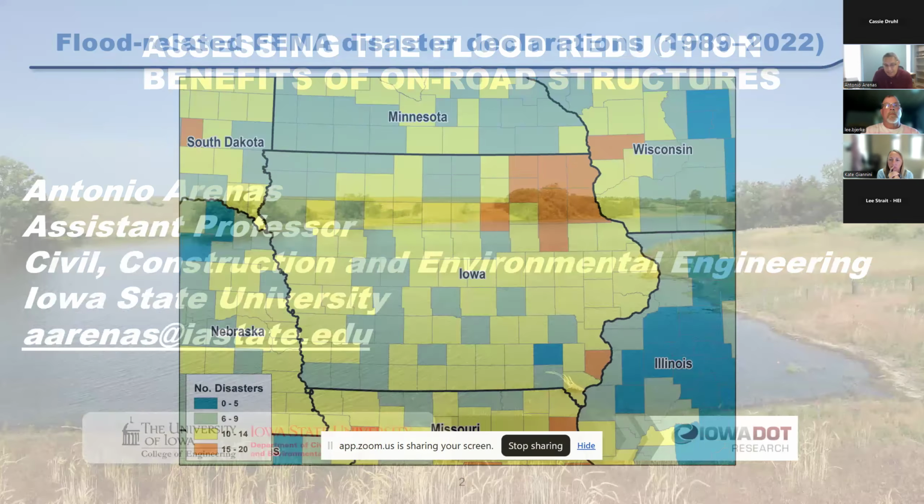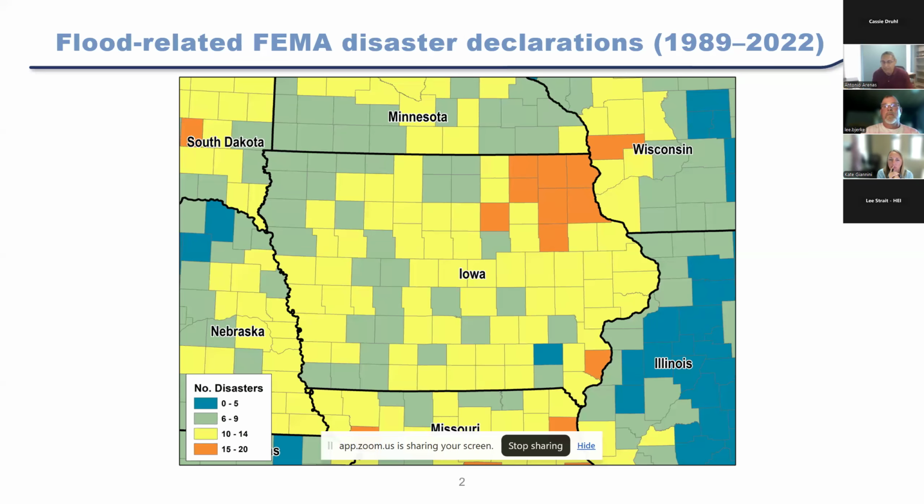And just to set the stage, I typically start with a map like this when I talk about flooding, which is the main topic of today. A presidential disaster declaration is an action taken by the President of the United States when a natural disaster or an emergency exceeds the capacity of a state or a local jurisdiction to respond. And this map shows the number of times that the President has declared a disaster for counties in Iowa between 1989 and 2022.